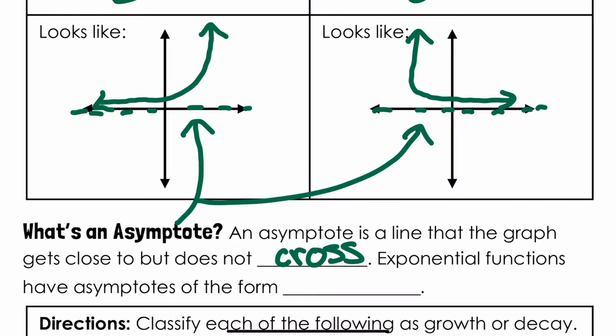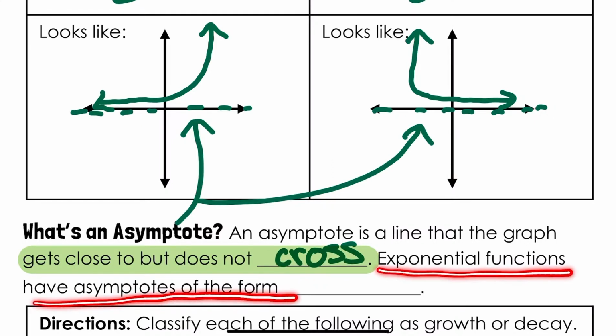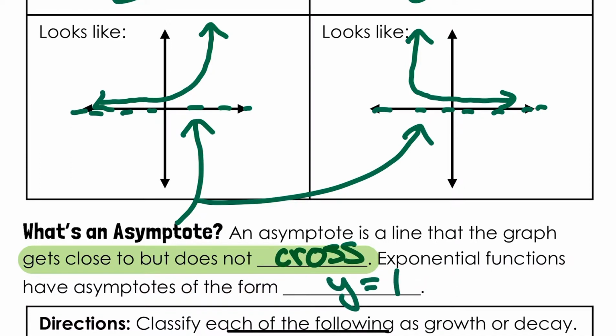So our asymptote is basically like a boundary line. It's telling our function you cannot pass this line right here. It will get very, very close to it, super close, but it won't actually touch it ever. It'll get really close to touching it, but it won't actually cross it. So I'm going to highlight that part because it's really important. It gets close, but it does not cross it. Exponential functions have asymptotes of the form y equals a number. Sometimes our asymptote is up here, sometimes it's all the way down here. Most of the time it's usually 0, but we're going to have a number for that asymptote.